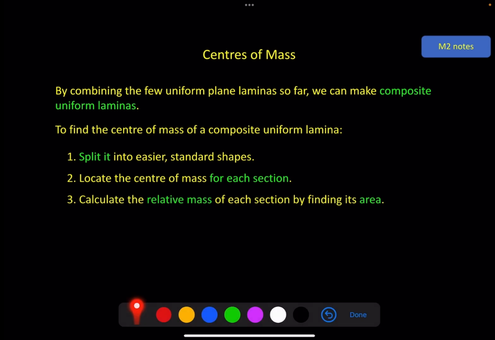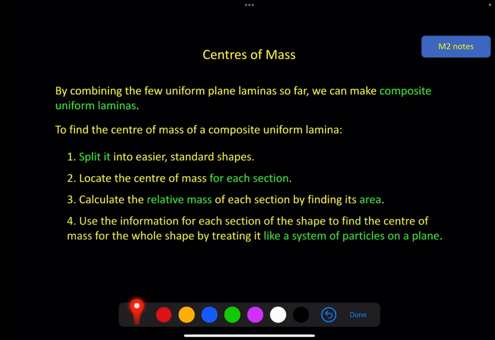Third, calculate the relative mass of each section by finding its area. Remember we said for a uniform plane lamina, the area represents the mass. The more area you have, the more mass you have. Then using all that information, we're going to basically do a system of particles on a plane.